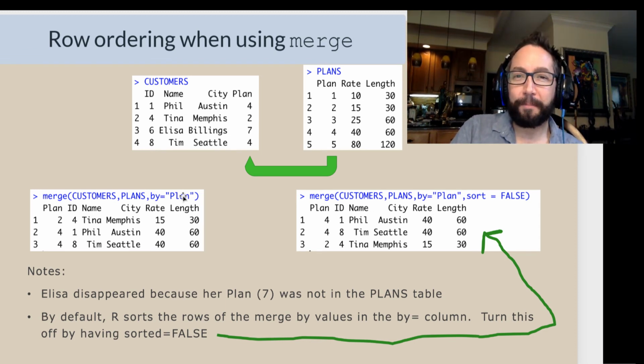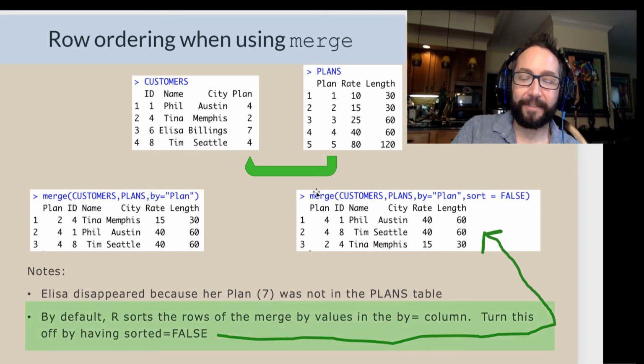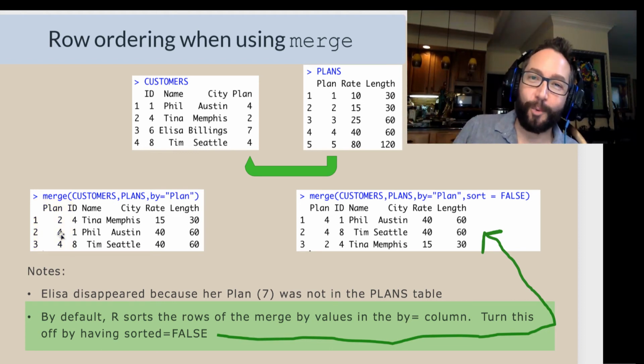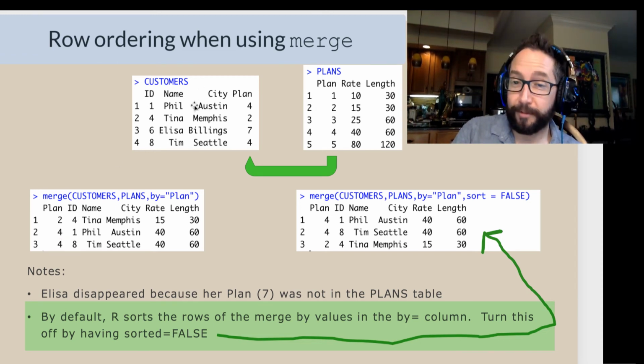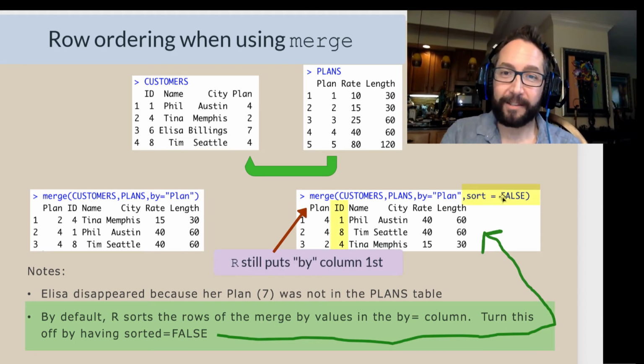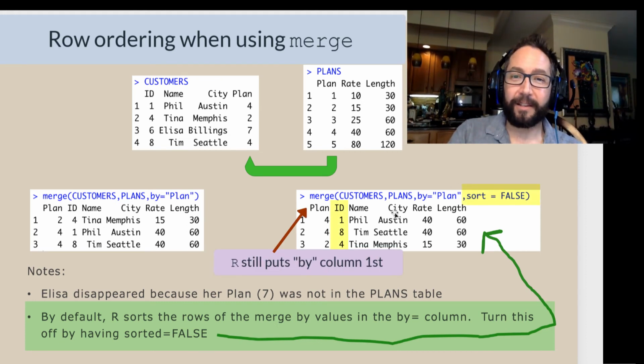So R says, let's go ahead and sort by that by field. So you'll notice that when we merge customers and plans, the ordering of the names, the ordering of the IDs is now out of order because it's sorted based on the values that it found in plan. A lot of times you don't want that to happen. You want to preserve the ordering of the rows in your left data frame, your X data frame. How do you do that? Sort equals false. We'll make sure that the result has the rows in the same order as the left or X data frame, the data that you're starting with.